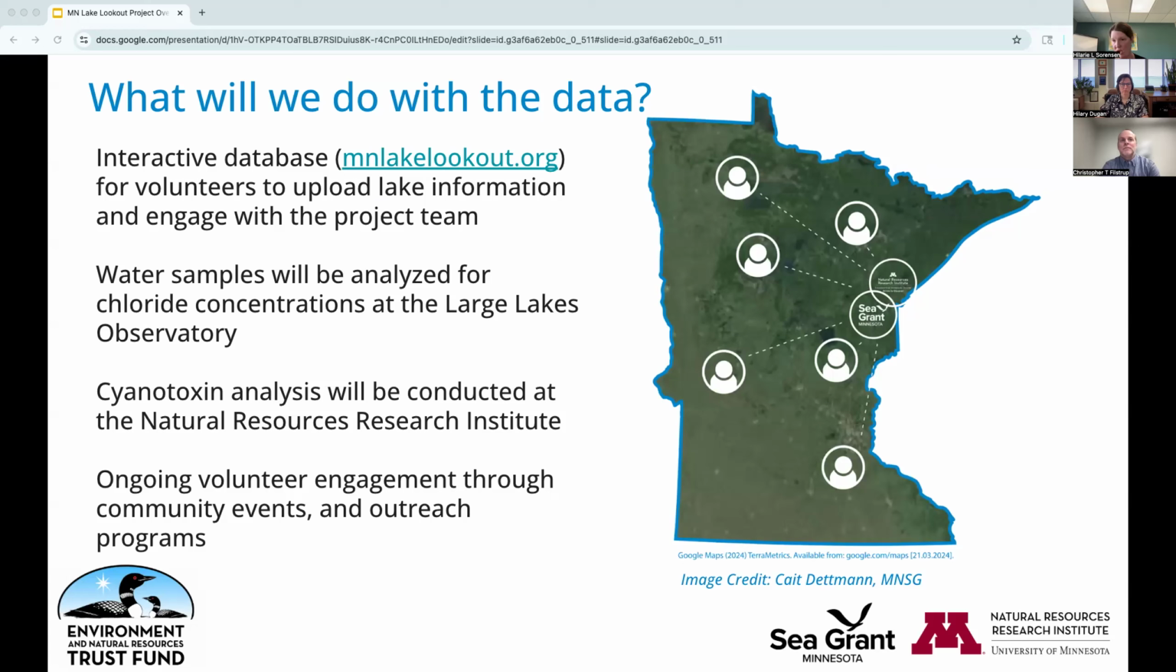It'll also be a way for volunteers to interact with the project team and track their samples all the way through the analysis phase. Water samples will be analyzed for chloride concentrations at the University of Minnesota Duluth's Large Lakes Observatory, and the cyanotoxin analysis will be conducted at the Natural Resources Research Institute by Chris Philstrup, who is co-PI on this project. And then throughout the project, our main goal is to have volunteer engagement and partner organization engagement through community events and outreach programs.